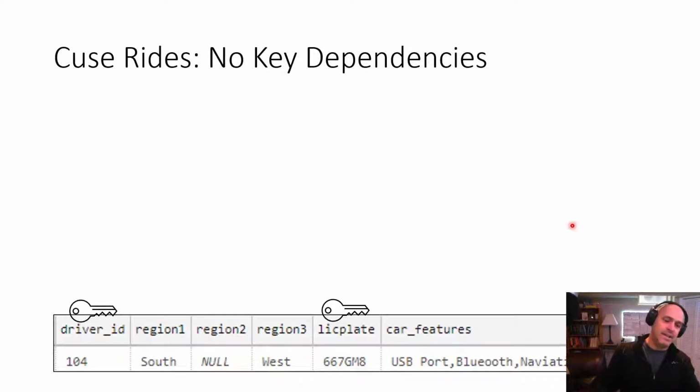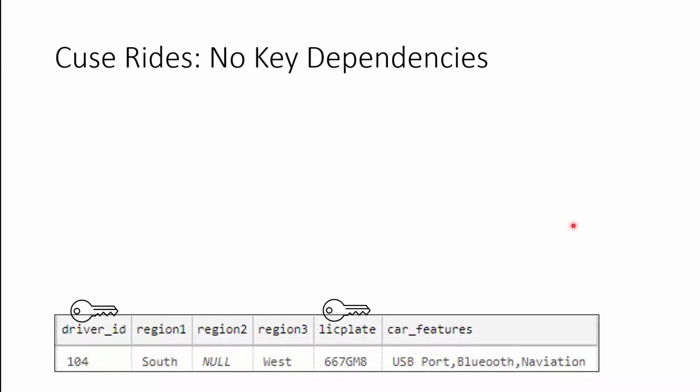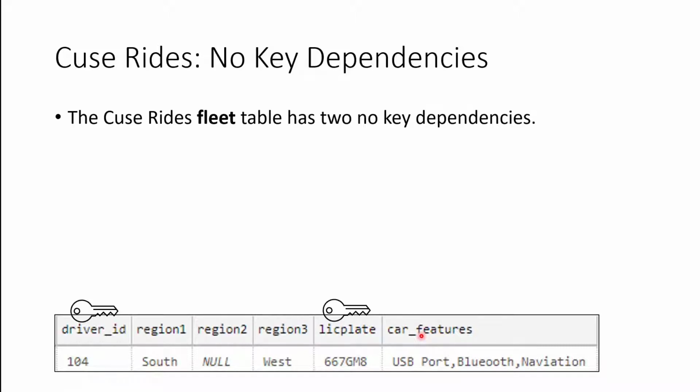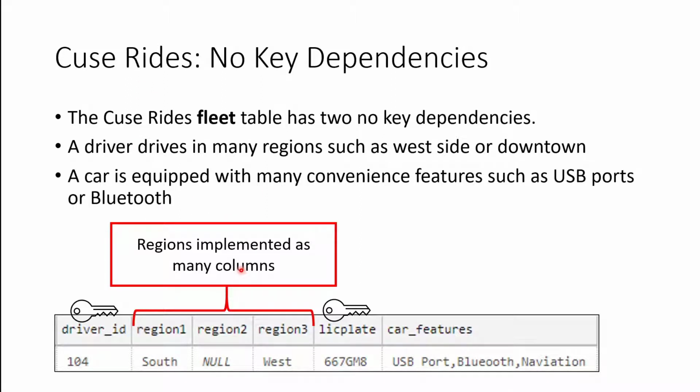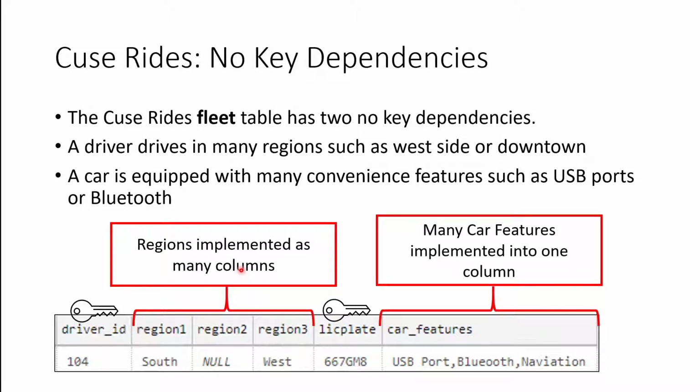So here's an example from Cuse rides, and I've subsetted the Cuse rides table so that we can just focus on what's important. And I'll do this in each of these examples so that it makes more sense to us what we need to emphasize. So in here, you'll see I have two columns for the key, as they always were, and then I have these columns here. So the fleet table has two no-key dependencies. The first one is this regions area here, because what they've done here is they've said, all right, one driver, many regions, here's the three regions, each are in a different column. Likewise, there's another one over here with how the car is equipped. So this particular car is equipped with a Bluetooth, audio, navigation, and a USB port. That's three different car features for that one vehicle.